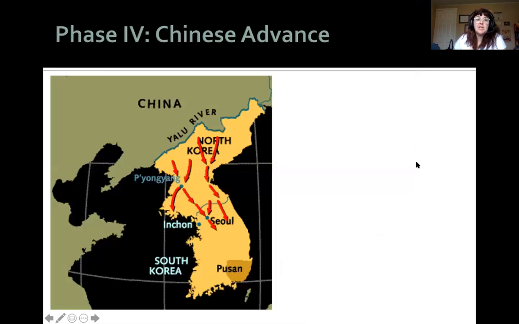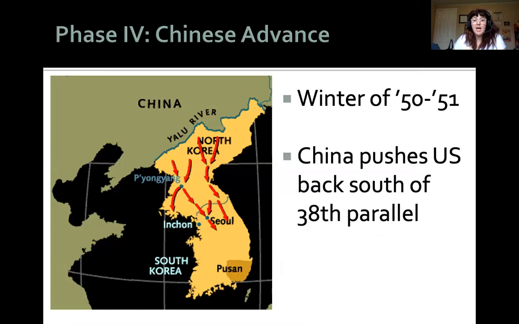Okay, so then the fourth phase is the Chinese advance. The Chinese start to push back from the Yalu River, the border with North Korea, in the winter of 1950 to 1951. And China manages to push the US back to the south of the 38th parallel, that dividing line between North and South Korea. So essentially they end up back in the same position where they had started in 1950.